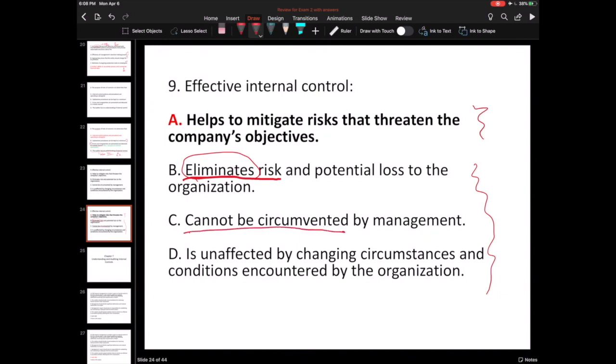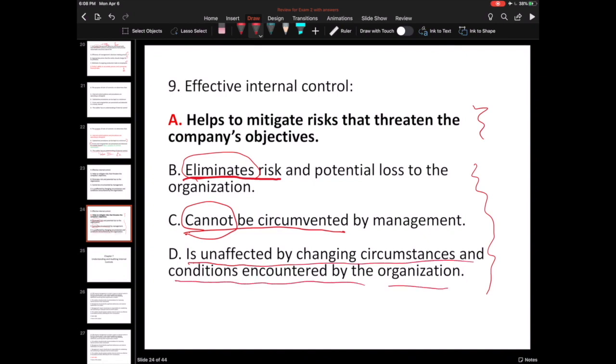Cannot be circumvented by management, okay? Like impossible for management to bypass. No, no system of internal control is ever going to be perfect. We saw that when we were talking through chapter 6. We were like, no matter how hard you try, there's always the chance that management can override things. Is unaffected by changing circumstances and conditions.